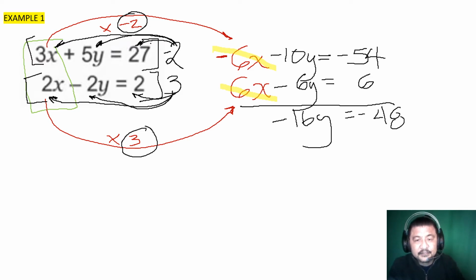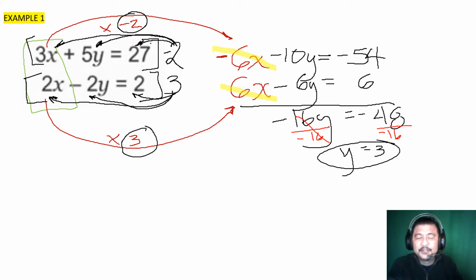Okay? Next, divided by negative 16, divided by negative 16 cancels out. Y is equal to what? 3. Now I know the value of y. So repeat multiplication first so that you can eliminate and do your addition rule.